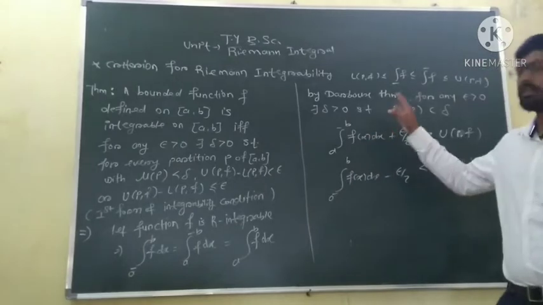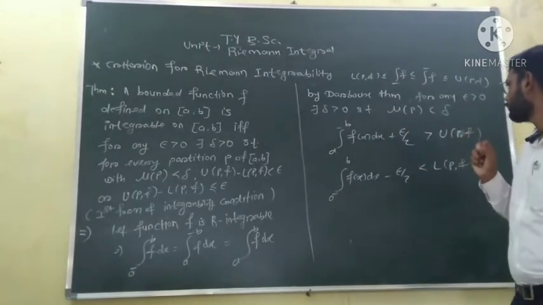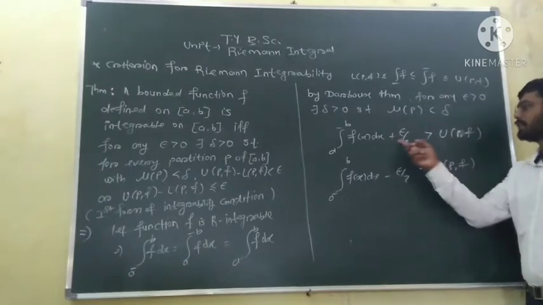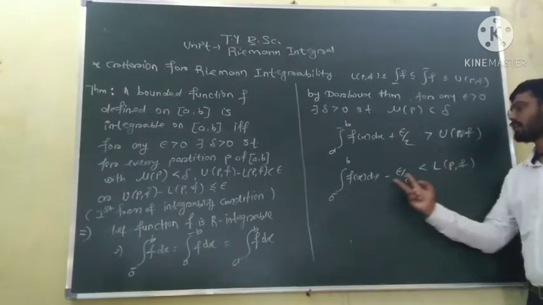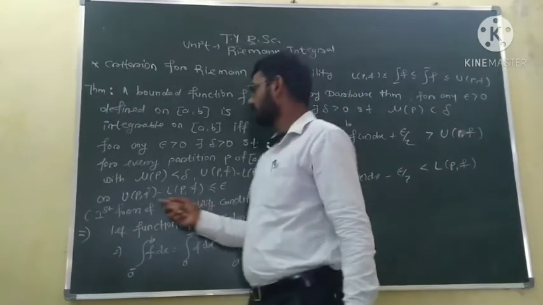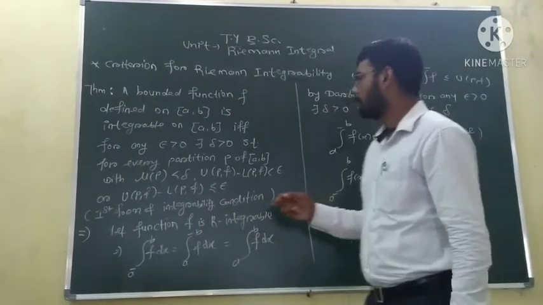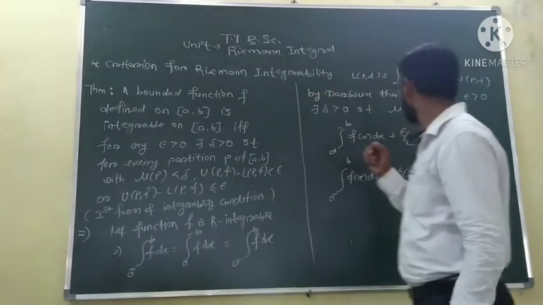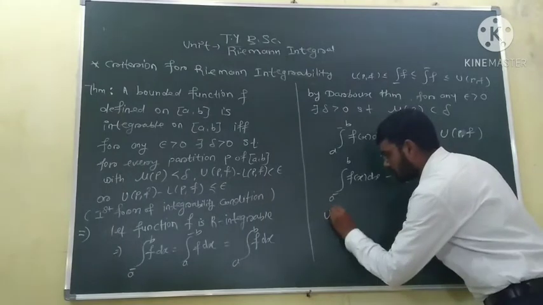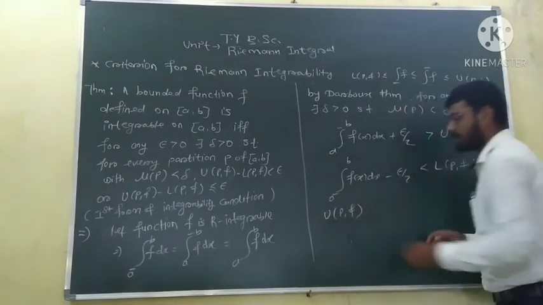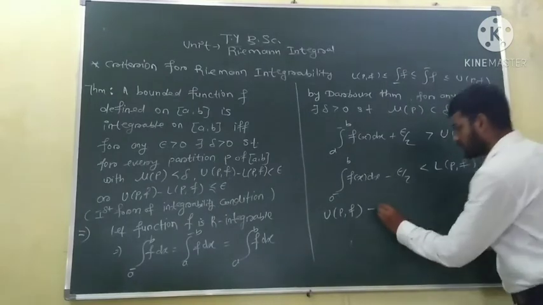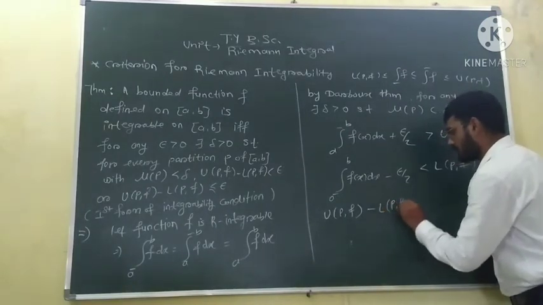This is the Darboux theorem. So the upper sum is less than this and the lower sum is greater than this. Now we will take this difference, U(P,f) minus L(P,f): upper sum for the function with partition P minus lower sum for the function with partition P.